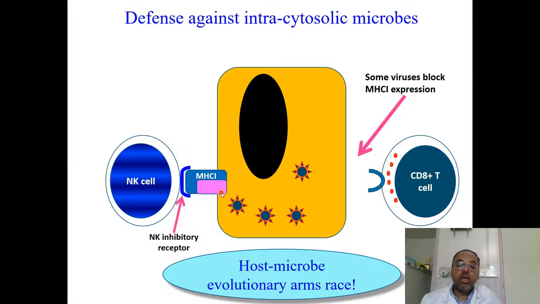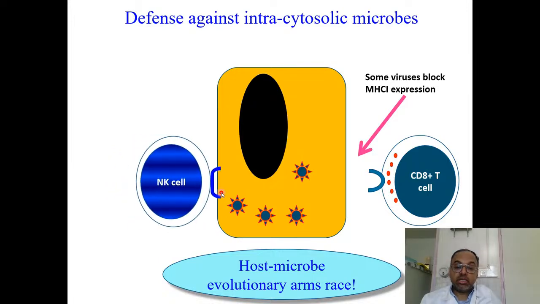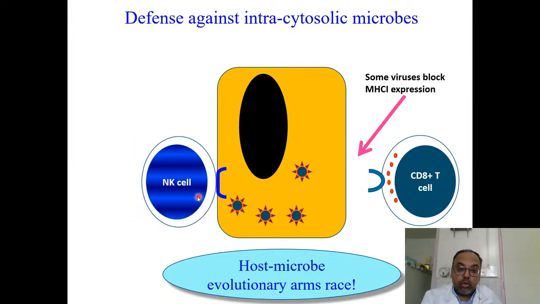They don't do anything. But if MHC is decreased, then they get suspicious. Okay, well, there's probably something wrong with this cell. Let's go and bind to it to see if we can find anything more. So NK cells have a motto. Whichever cell doesn't produce sufficient levels of MHC should be killed.